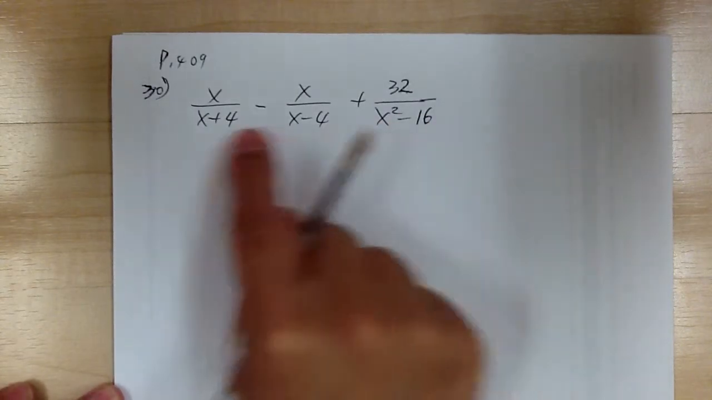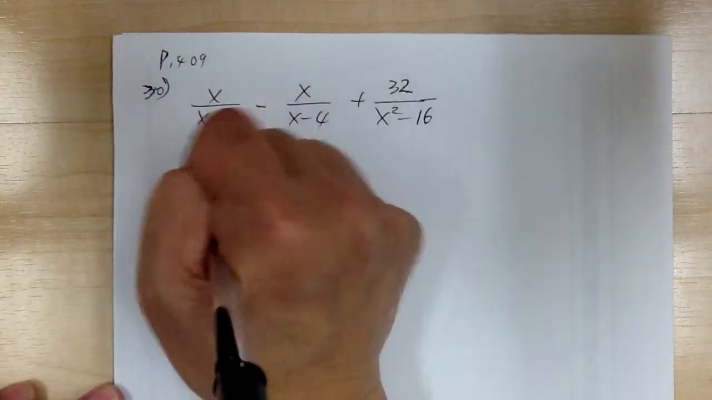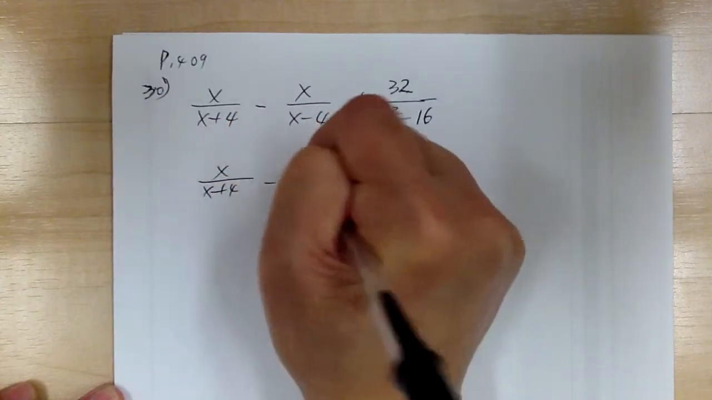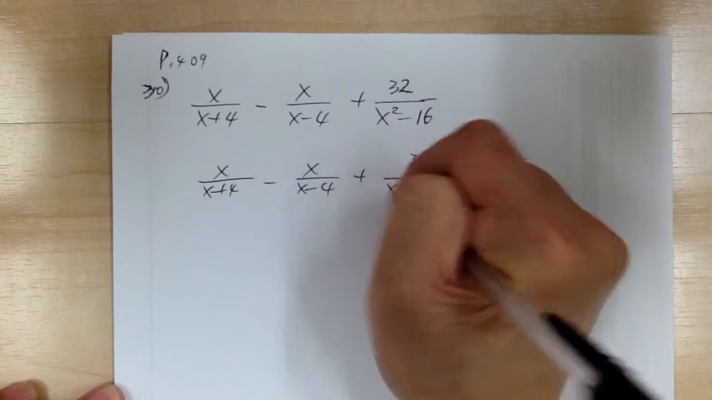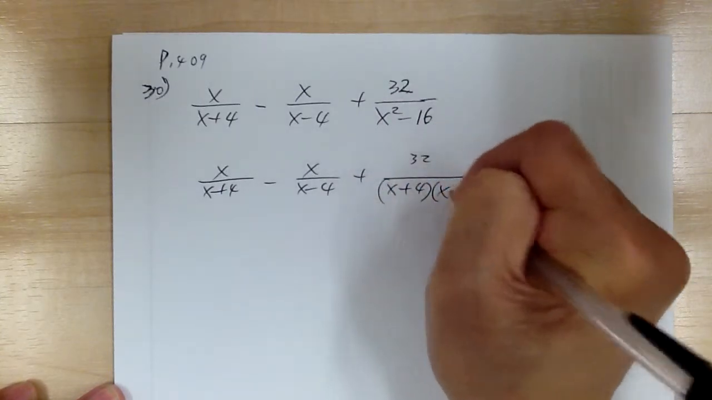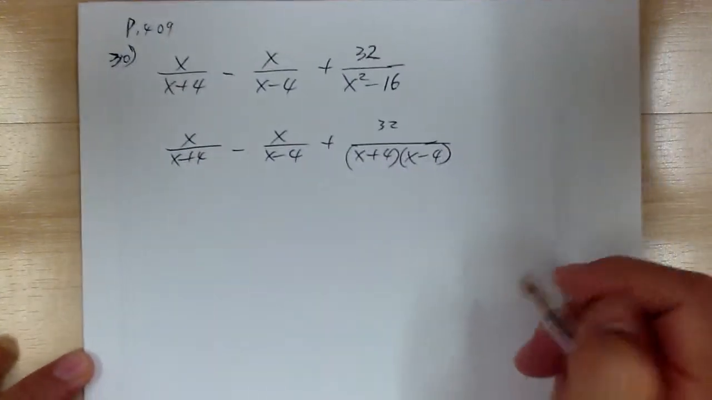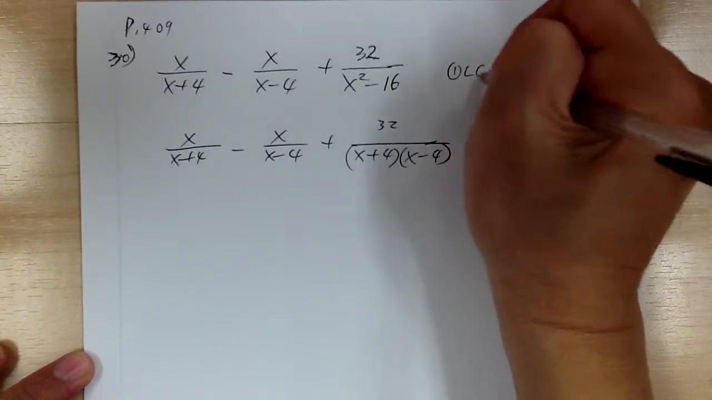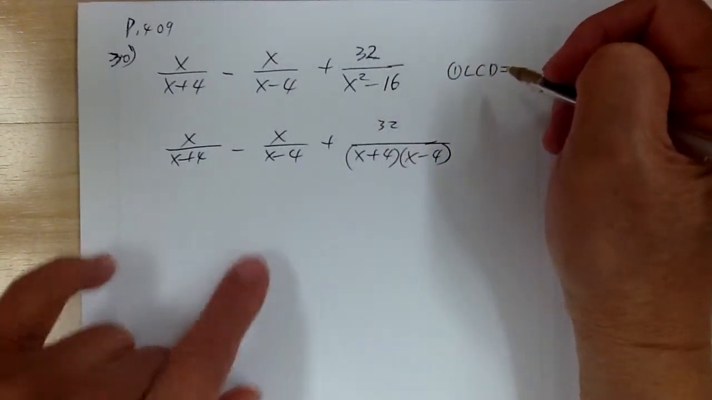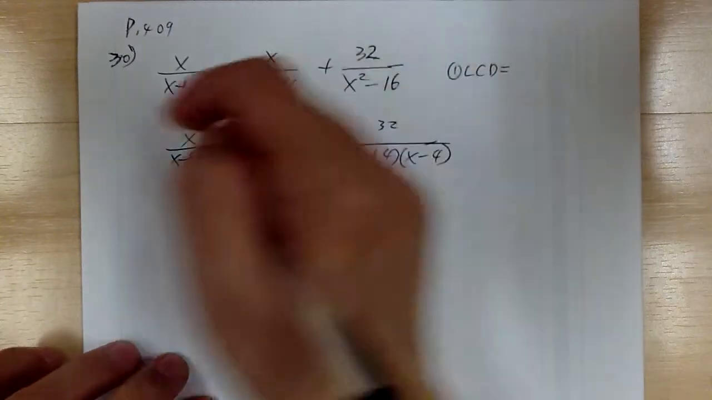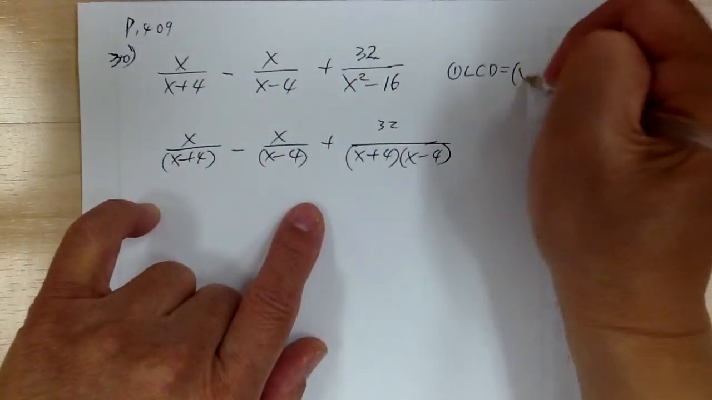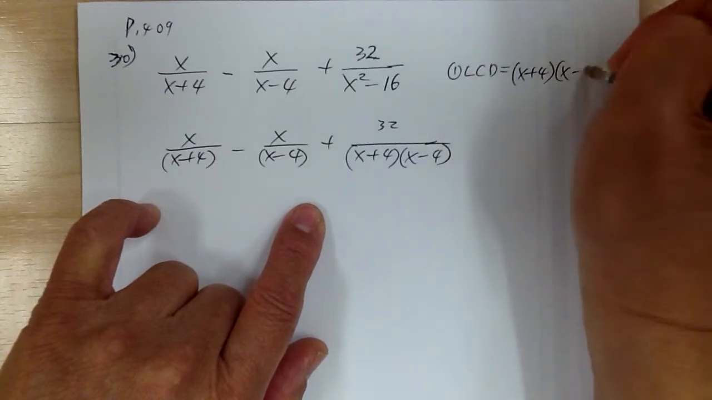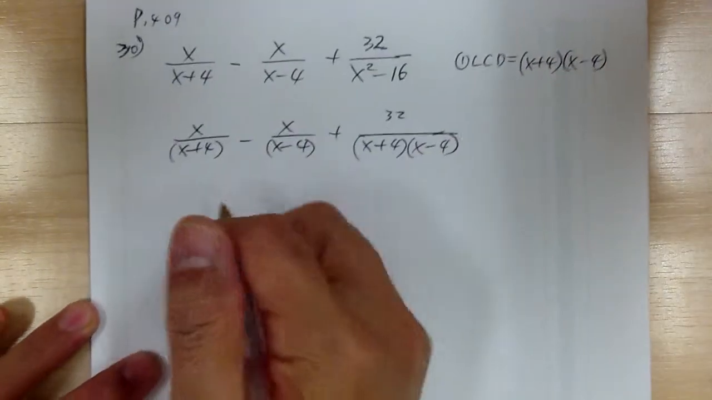Again, when you see addition or subtraction, you have to think about factoring. You have to factor that, so it would be x plus 4, x minus 4. Your LCD is going to be equal to the number, alphabet, group. When you have addition or subtraction, those are groups. So it would be x plus 4, x minus 4. That's your step 1.